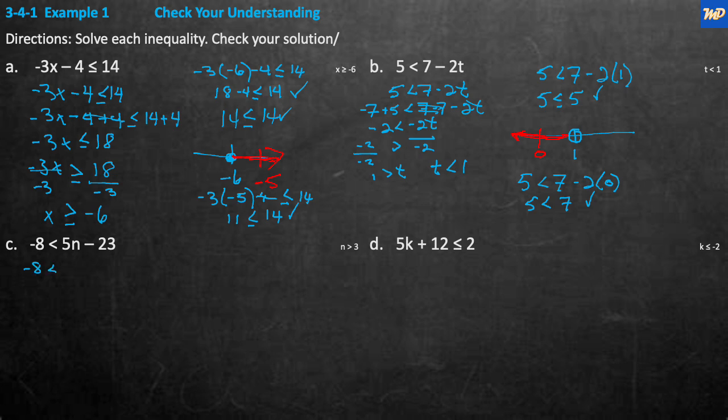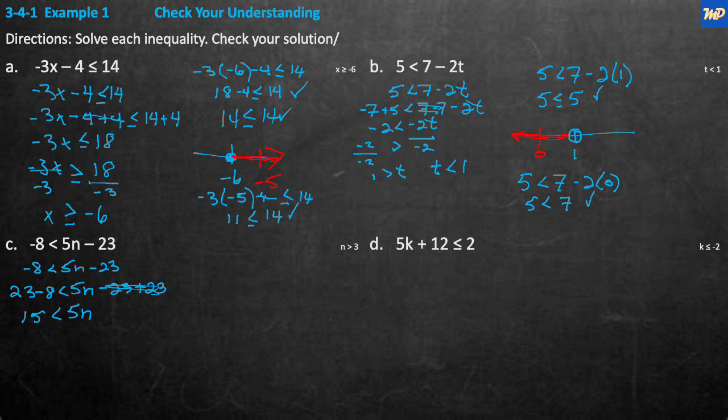-8 is less than 5n minus 23. Again, we need to get the 5n by itself, so we're going to move the 23, right? Make it a positive 23 on both sides. So we're going to say 23 minus 8 is less than 5n minus 23 plus 23. Using the addition property of inequality, we can now simplify by canceling these 23's. And 23 minus 8 is 15. So we're going to say 15 is less than 5n.